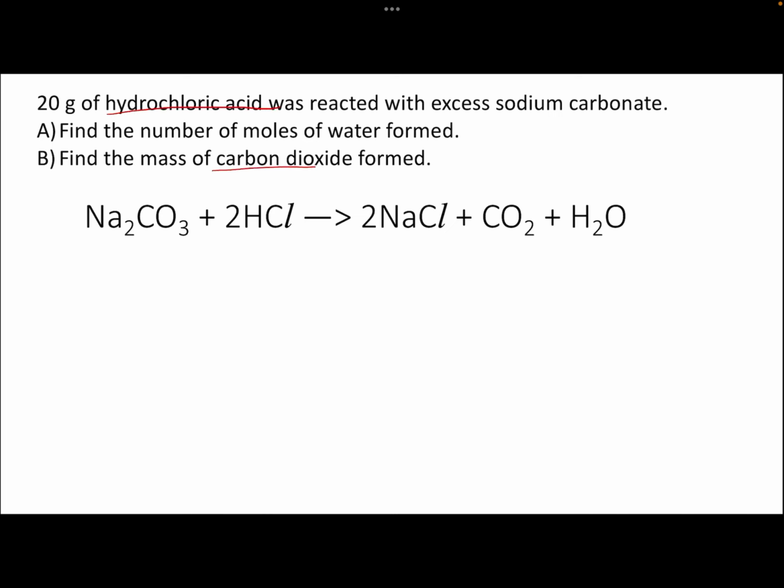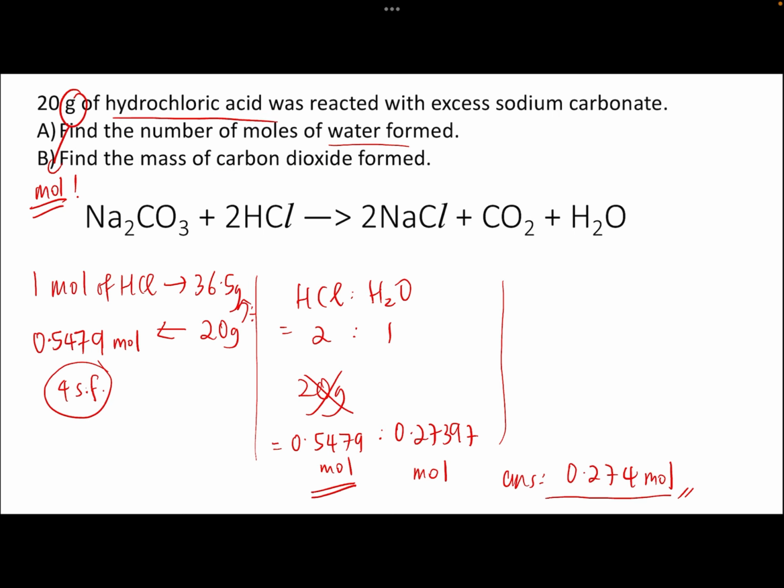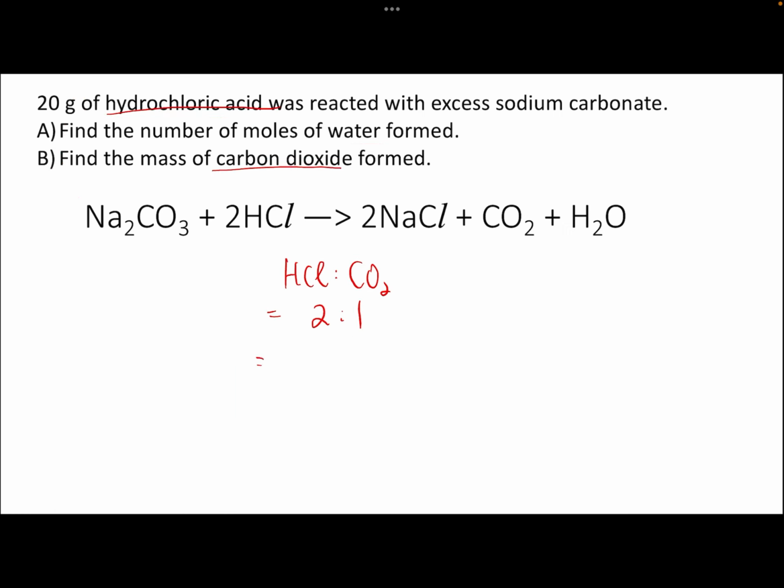Right, so let's look at B. Hydrochloric acid and carbon dioxide. So HCl is to carbon dioxide, 2:1. Just now, previously we calculated 20 grams as 0.5479 moles. And therefore, the number of moles of carbon dioxide will be 0.27397 moles. Can I stop there? No, because they want me to calculate in mass.